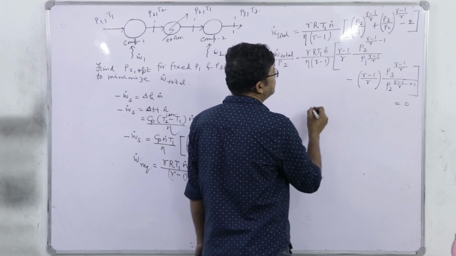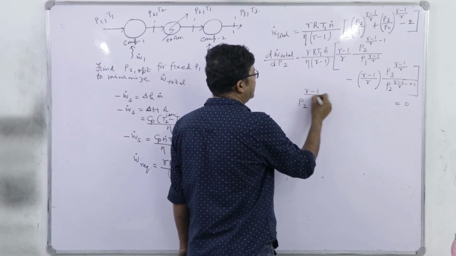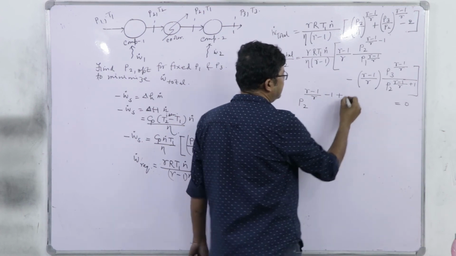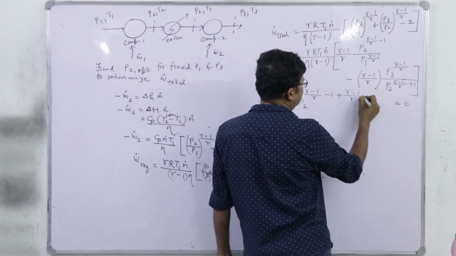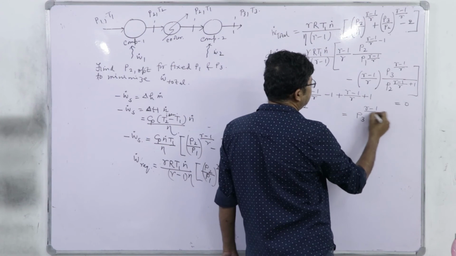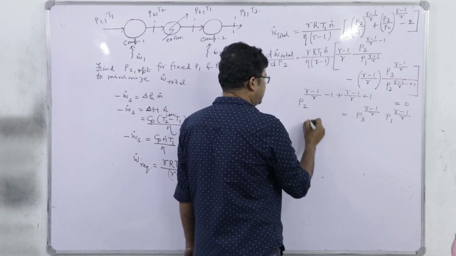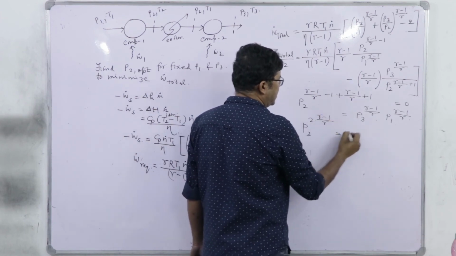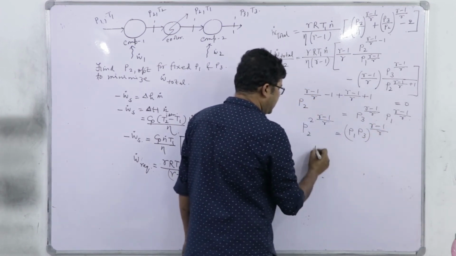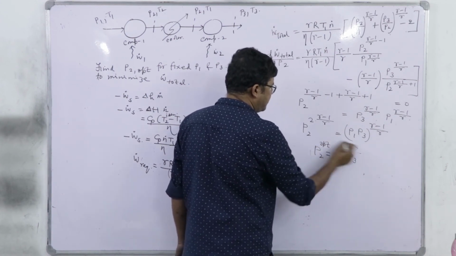So P2 to the power gamma minus 1 by gamma minus 1, and this will be cross multiplied. So, plus gamma minus 1 by gamma plus 1 is equal to P3 to the power gamma minus 1 by gamma into P1 to the power gamma minus 1 by gamma. So, P2 into 2 into gamma minus 1 by gamma equal to P1 into P3 to the power gamma minus 1 by gamma. So, P2 becomes the geometric mean of P1 and P3. This is the P2 optimum.